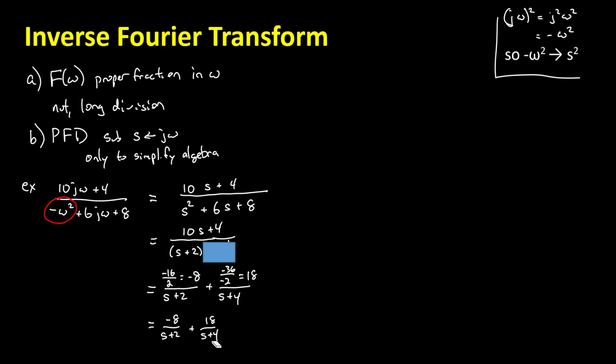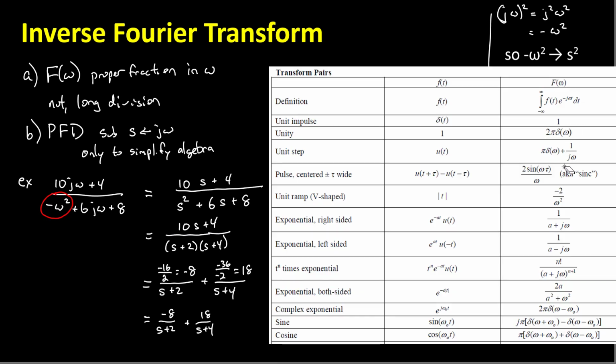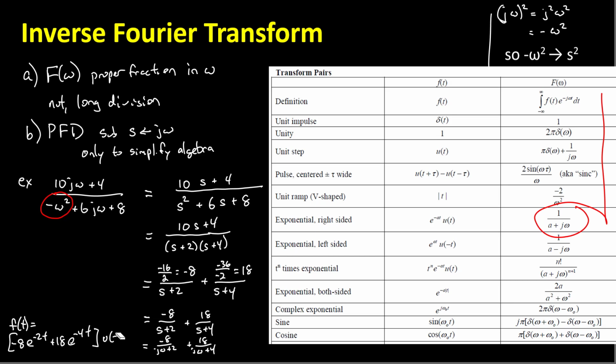I think it's time to bring in our transform table again. Looking down our transform table, I realize I didn't convert this back into j omega. So that's negative 8 over j omega plus 2 plus 18 over j omega plus 4. So going through here, yeah, that's definitely this guy. So that has an inverse Fourier transform of f of t equaling negative 8 e to the minus 2t plus 18 e to the minus 4t. And you'll notice that all of that is multiplied by u of t.